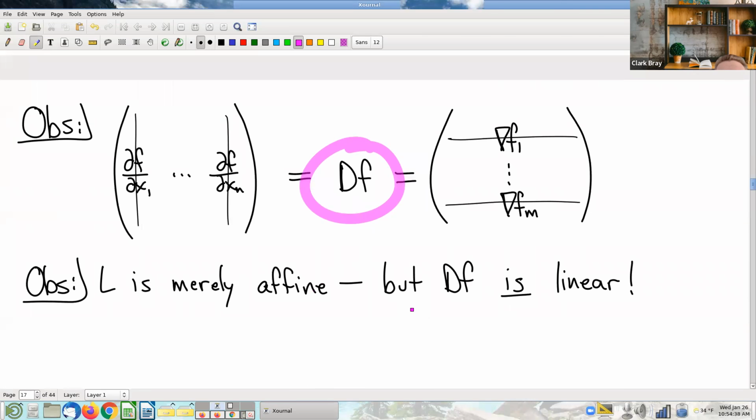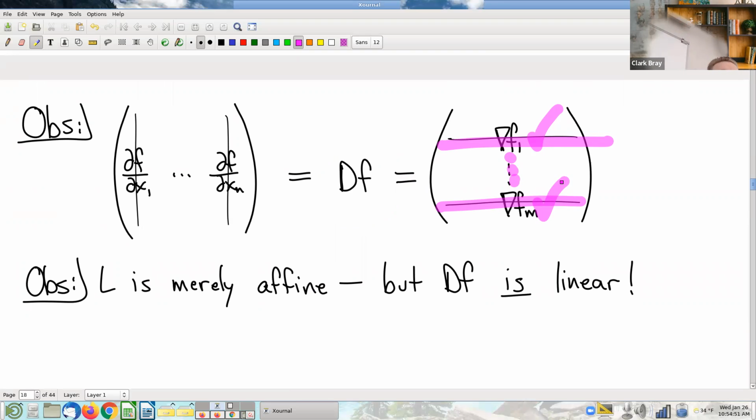That said, it's worth noting now a couple of things. The rows are these previously observed things, namely the gradients. Each row is a gradient of a component function. How about that?